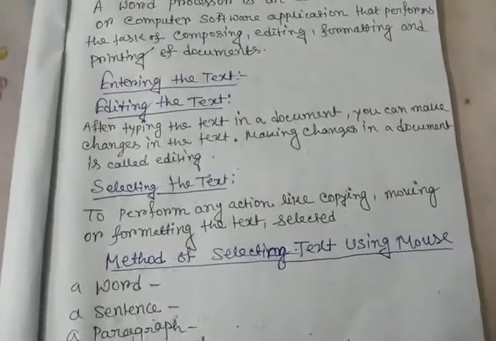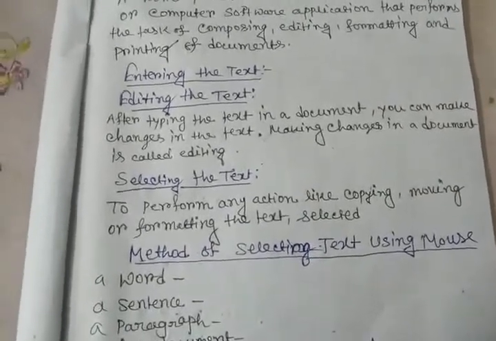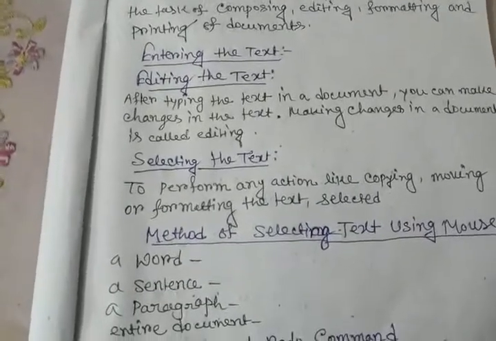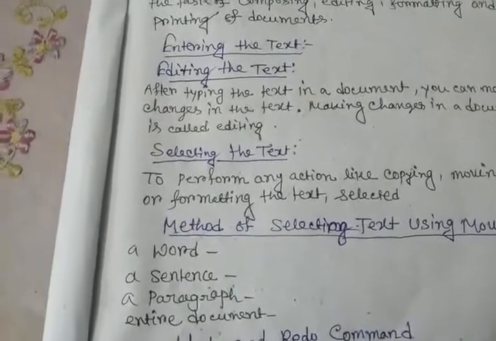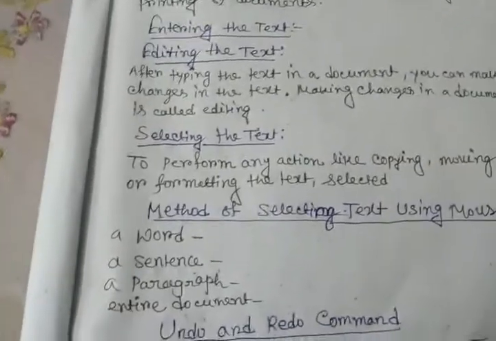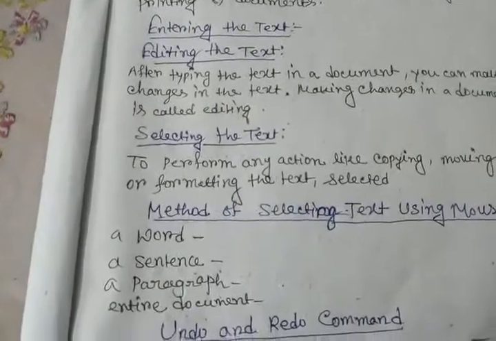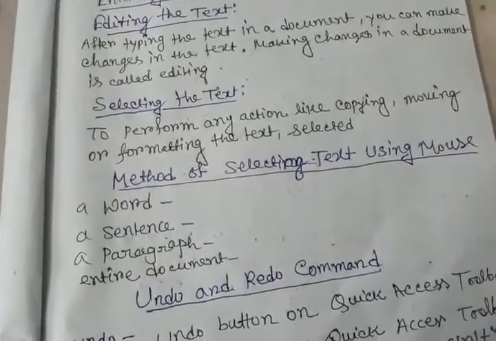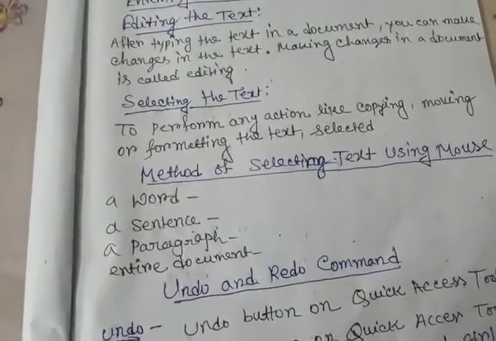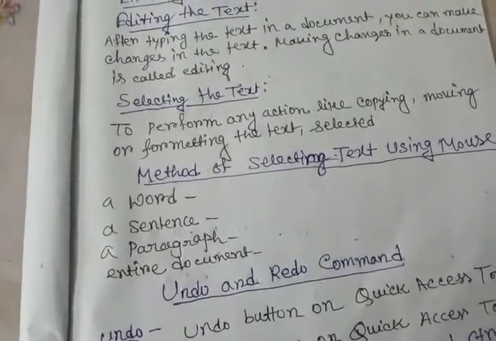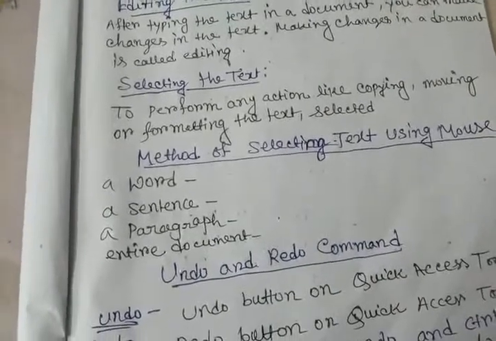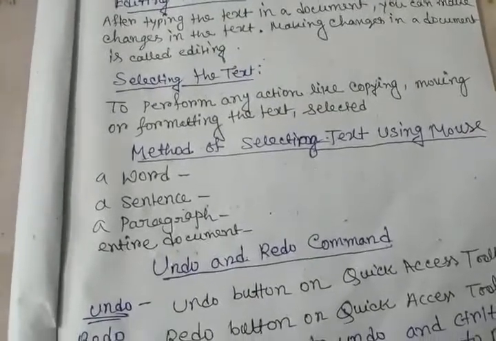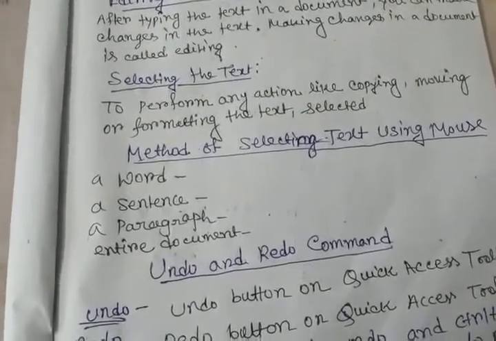Now we will know how to edit the text. After typing the text in a document, you can make changes in the text to make it more attractive or outstanding. Making changes in a document is generally known as editing. And it's very common that to perform any action like copying, moving, formatting, etc., you have to first select the text. Selection of the text is needed first. Selecting text means to highlight a particular piece of text.